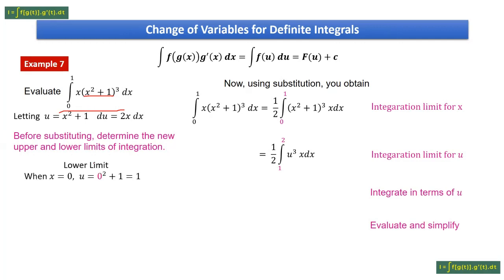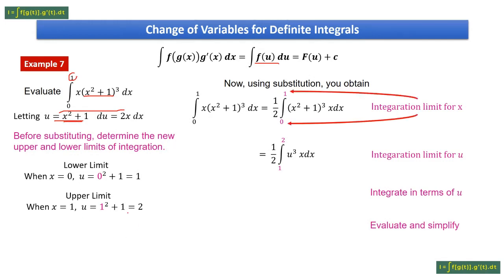Then we will compute the lower limit in terms of u. Kasi substitute natin ito back in terms of u. So the lower limit when x equals 0, we just substitute the 0 into this expression. So we have u equals 1. And the upper limit, when x equals 1, substitute it to this expression and we get u equals 2. And going here, the integration limits for x are 0 and 1, but magbabago yan pagka i-integrate natin in terms of u. So these are now the integration limits for u, which are 1 and 2.